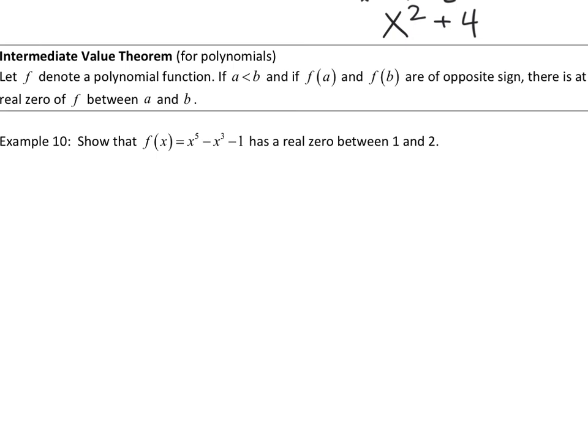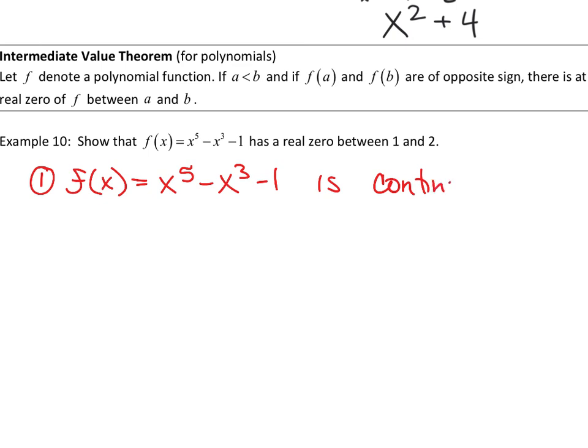So to show that f of x has a real 0, we're going to use the 2 steps from the IVT from last time. That first step was to show that it's continuous, but we know that for any polynomial, even a quartic polynomial, that they are continuous. So we literally just have to say that. So the function is continuous. That's the first requirement for IVT to stand.